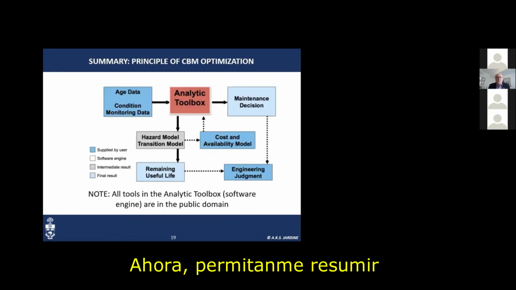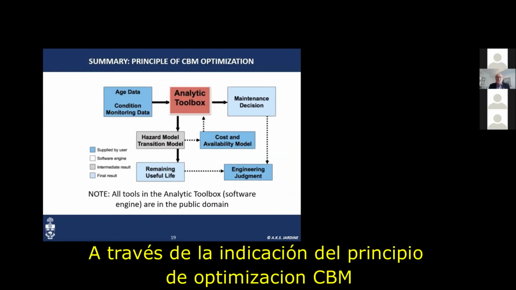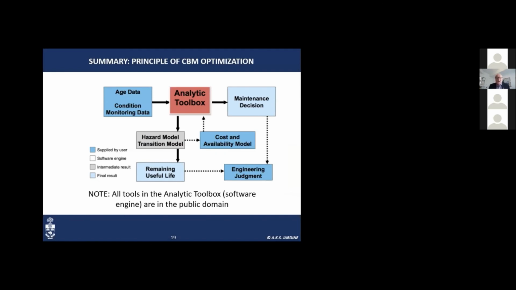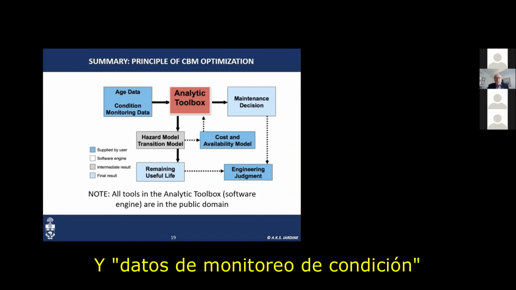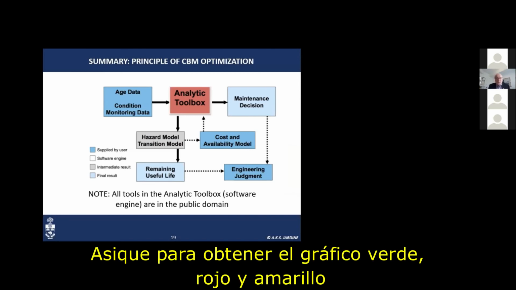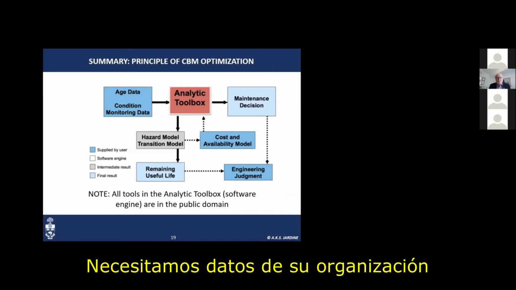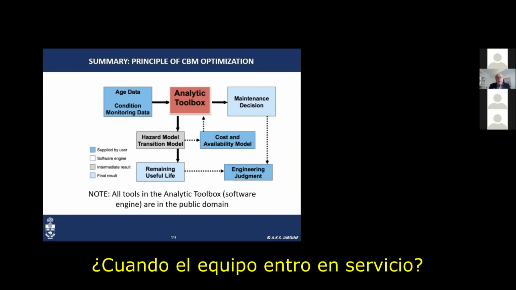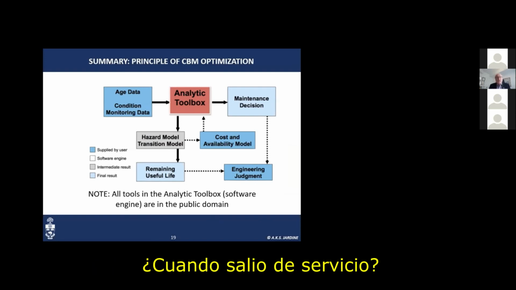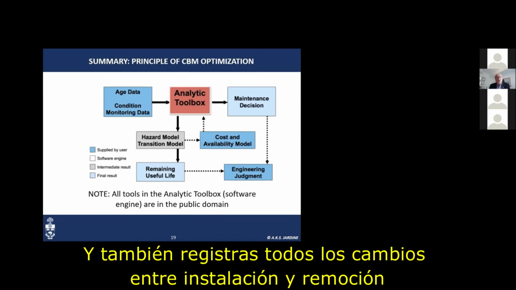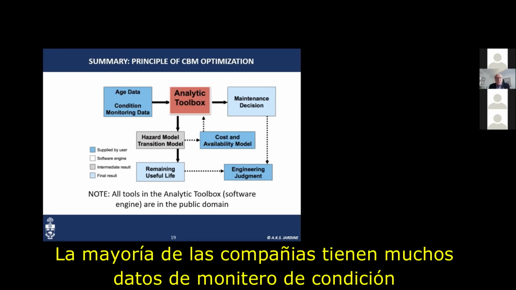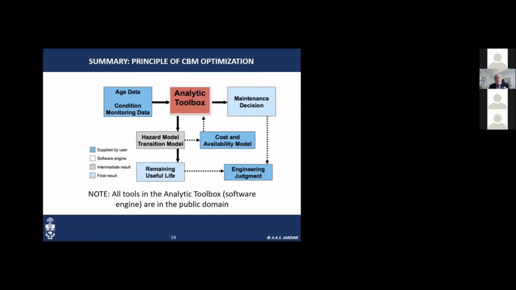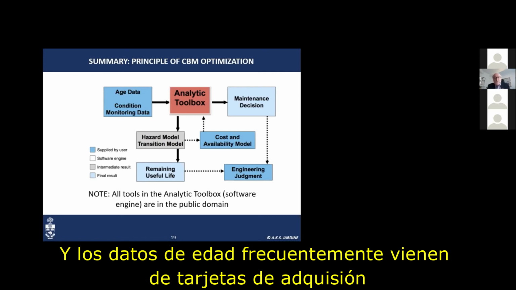Now, let me summarize by indicating the principle of this CBM optimization. On the top left-hand corner, you see a box that says age data and condition monitoring data. So to get that red, yellow, green chart, we need data from your organization. The data we need is when does the item go into service, when does it come out of service, and why does it come out of service? And maybe all changes in between installation and removal. We also need condition monitoring data. Now, most companies have a lot of condition monitoring data, and the age data often comes from your work orders.